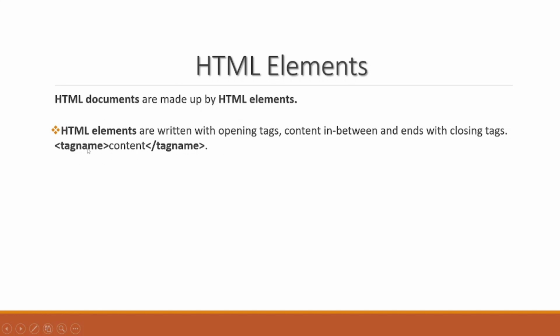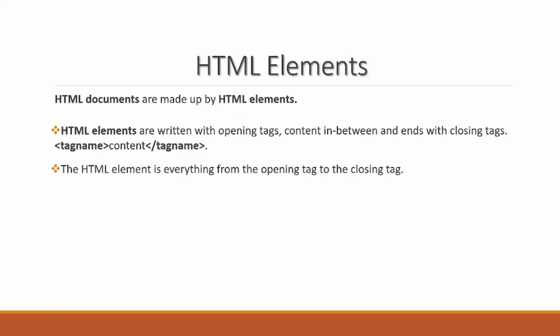This, if you remember in our previous class, are called tags. This is the tag name, this is the opening tag, this is the closing tag, this is the content. If you're finding it difficult to understand what a tag is, I will link the video below where we discuss tags. So everything from this section to this section is known as an HTML element. The HTML element is everything from the opening tag to the closing tag, from the beginning to the end.